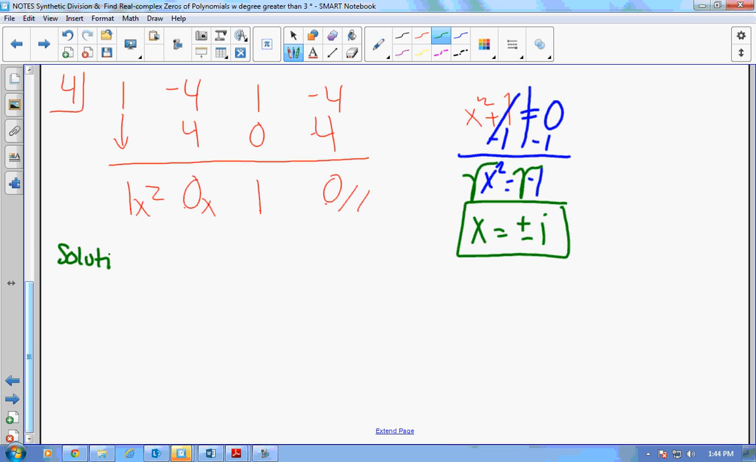Our solutions are zeros we got where x equals negative 2, we checked that one off. 1 worked, 4 works, and plus and minus i. How many in total did we find? 5. And that's exactly how many we should get because it's a 5th degree.